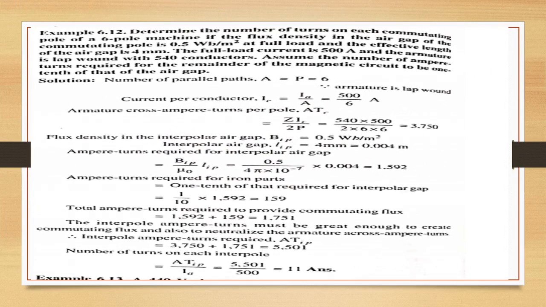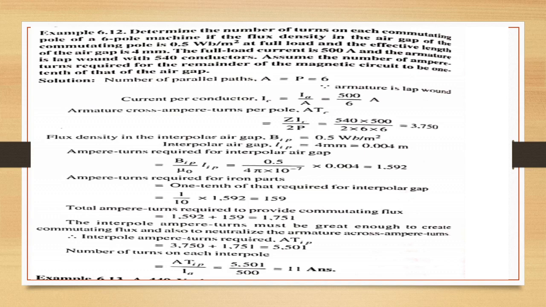Let us see a numerical based on this topic. Determine the number of turns on each commutating pole of a 6-pole machine if the flux density in the air gap of the commutating pole is 0.5 Weber per meter square at full load and the effective length of the air gap is 4 mm. Full load current is 500 amps and the armature is lap wound with 540 conductors. Assume the number of ampere turns required for the remainder of the magnetic circuit to be 1/10 of that of the air gap.